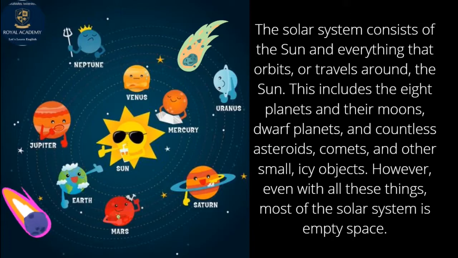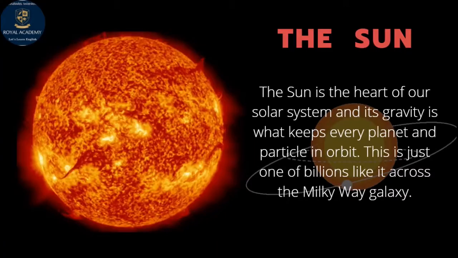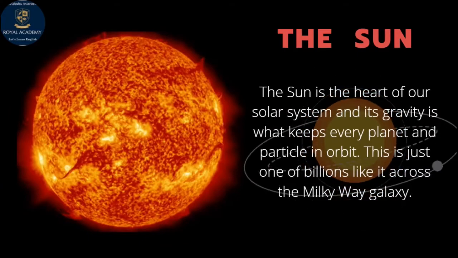El sistema solar consiste en el Sol y todo lo que orbita y viaja alrededor del Sol. Esto incluye los 8 planetas de los que hace un ratito estábamos hablando y sus lunas. También existen planetas enanos, incontables asteroides, cometas y otros pequeños objetos que están por ahí. Sin embargo, con todas estas cosas, la mayoría de nuestro sistema solar está vacío. Es puro espacio. Interesting, isn't it? Okay. Vamos a empezar con nuestros integrantes del sistema solar, okay?